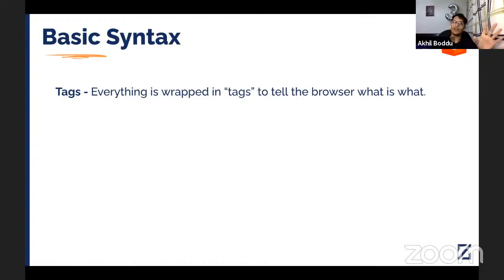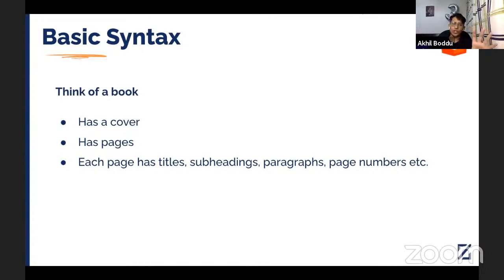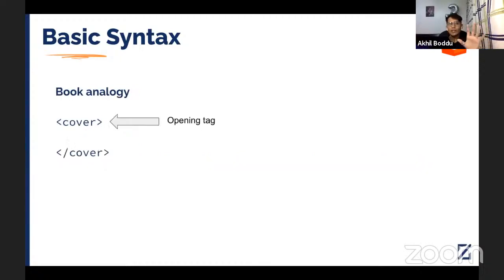Talking about the basics, everything uses tags, right? Probably the most important thing you need to know, and everything is wrapped in tags to tell the browser what is what, right? So think of a book before we jump into the details, right? A book has a cover, right? So you have a cover page in a book, and then inside the book we have a whole bunch of pages, right? Now each page has a title, has a subheading, has paragraphs, and has page numbers and so on, right? So that's essentially how a book works, right? So similarly, think of bringing that analogy to HTML.